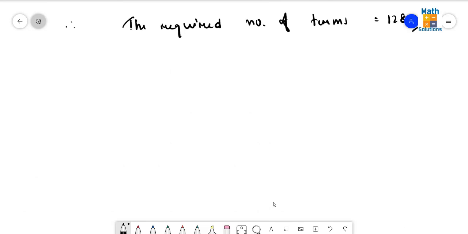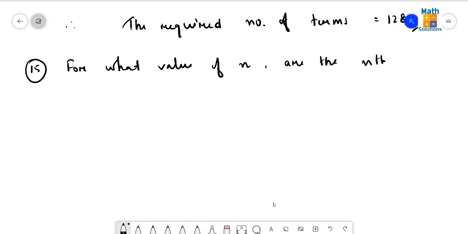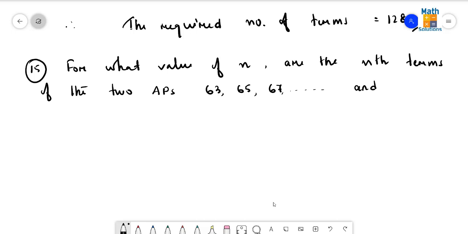Next, I shall come to question number 15. For what value of n are the nth terms of the two APs 63, 65, 67, that goes on, and 3, 10, 17, that goes on, equal.